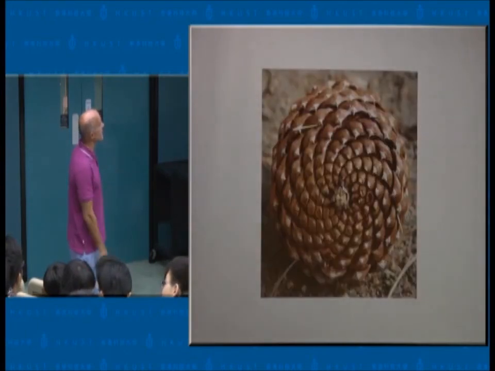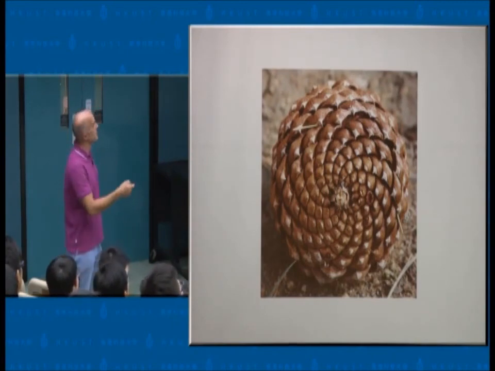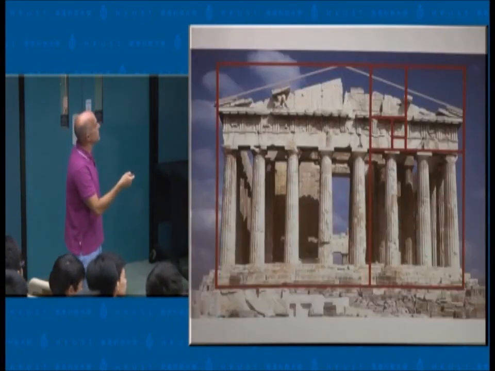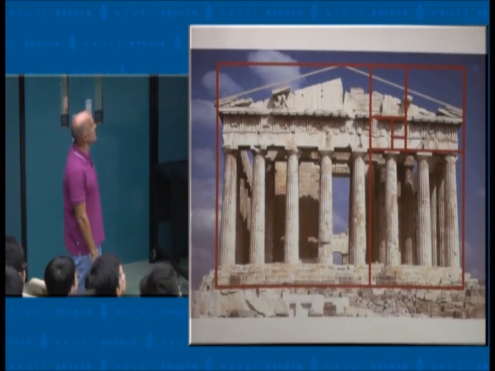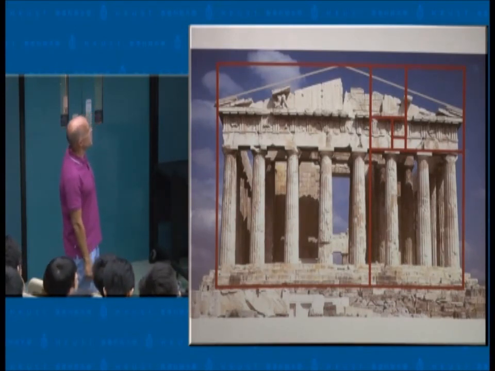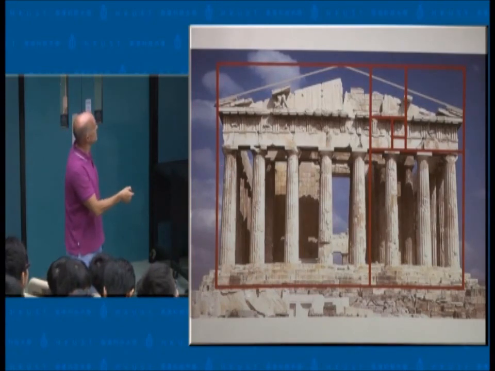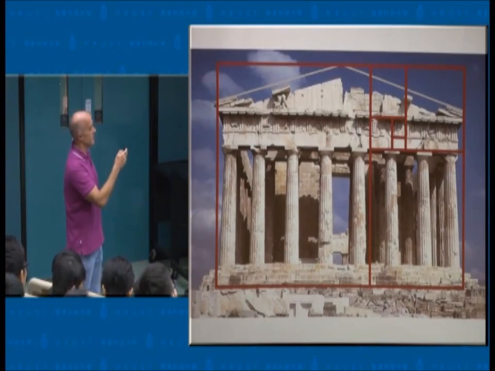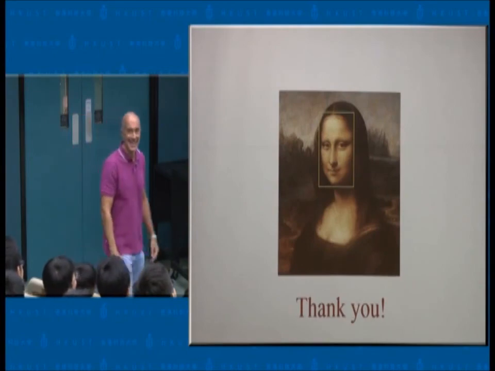Okay. You also see this in pine cones. These are the spirals. And then man-made objects, if you look at the web, there's a lot of fun things out there. Not all of it true, but fun nevertheless. This is the Parthenon. You know, there's a claim that this golden rectangle is a very pleasing geometrical shape. And there's the head of Mona Lisa with a golden rectangle on it. Okay, thank you.